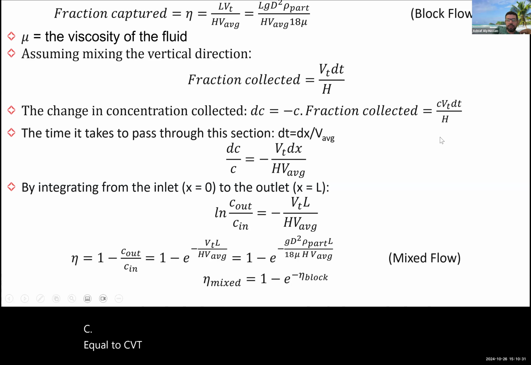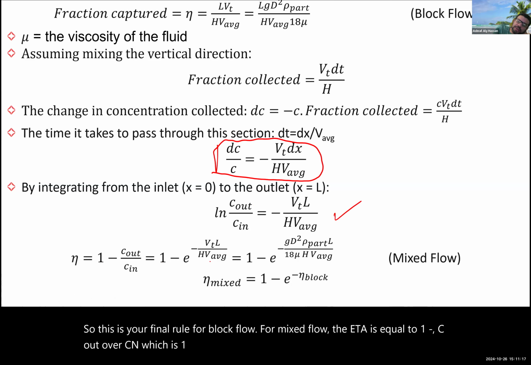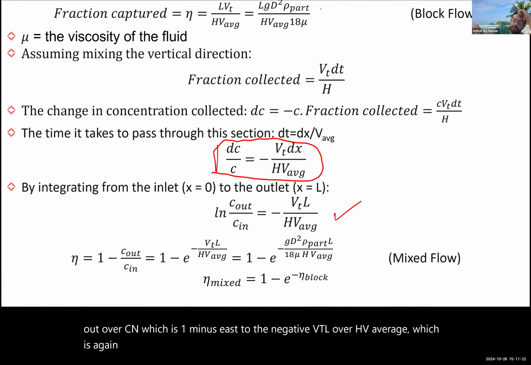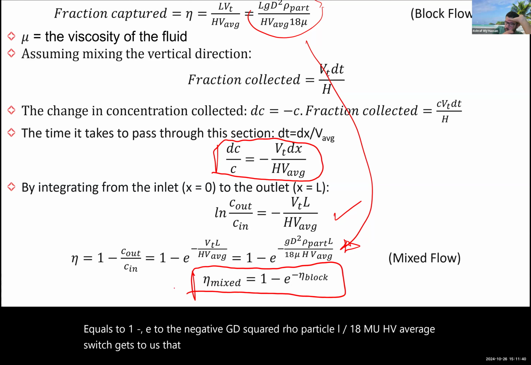For mixed flow, eta is equal to 1 minus C out over C in, which is 1 minus e to the negative Vt L over H V average, which from the formula above equals 1 minus e to the negative g d squared rho particle L over 18 mu H V average. This gets us that eta mixed is equal to 1 minus e to the power negative eta block.